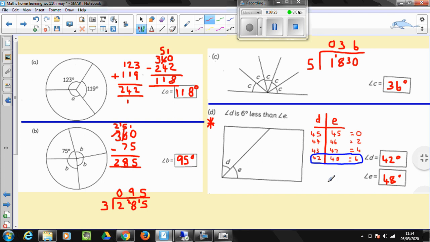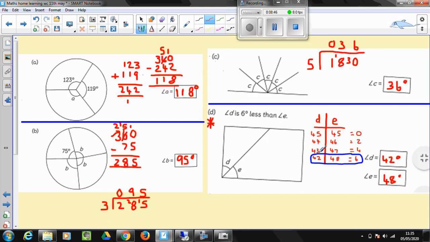The final one was a challenge. I knew that in a right angle there were 90 degrees, and I thought if they were the same size they would both be 45. But they can't be the same size because D is 6 degrees less. I decided to use trial and error. I took one off D and added it onto E. That made the difference between them 2 degrees.